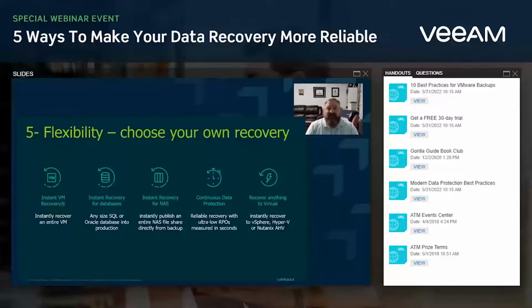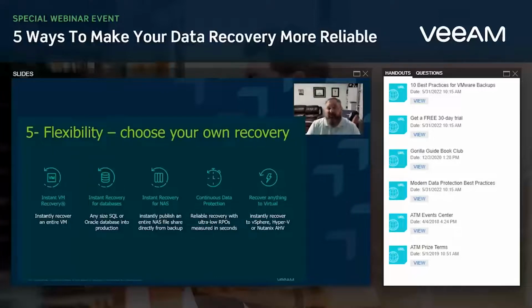And the good news is Veeam really owns the market when it comes to this, because these are things that we patented, these are the things that we innovated, and we continue to iterate on, release after release, to make sure that you have the best and most flexible recovery that's always reliable, available to you at any time.